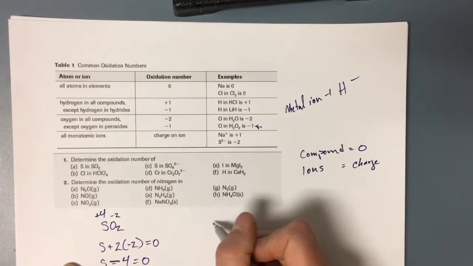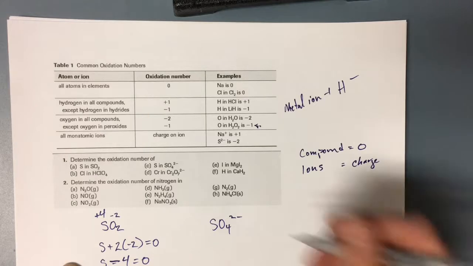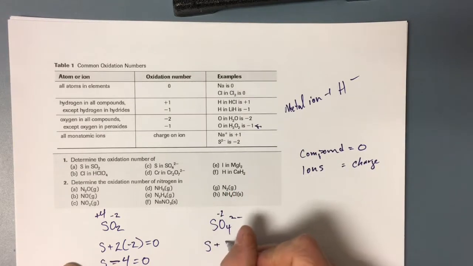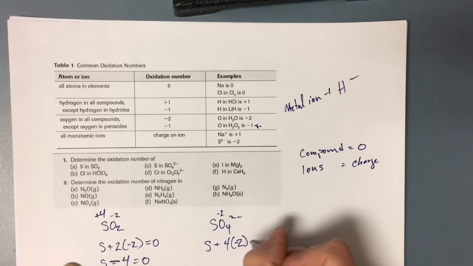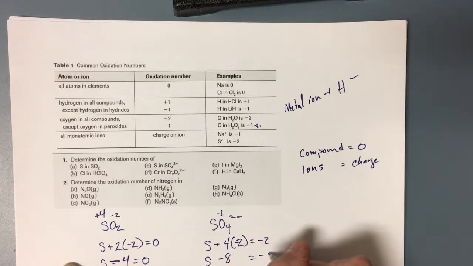Sulfur in sulfate, so SO4 2-, the oxygen still is a -2, but now I've got sulfur plus 4 times -2 equals -2. Solve for sulfur. Sulfur - 8 equals -2. Sulfur equals +6.